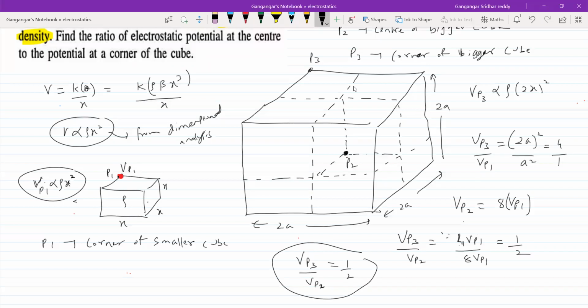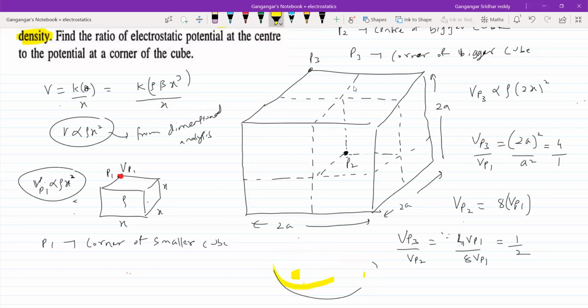Just based on dimension analysis, nothing to do with this. So they ask VP2 by VP3. Corner, no? VP3 by that one. And the electrostatic potential at the center to the potential at the corner of a cube. Okay, I'll take the reverse of this then. VP2 by VP3. I'll take the reverse of that then.